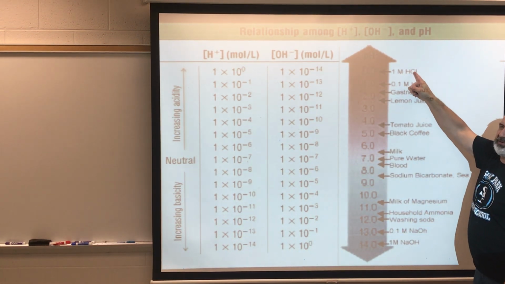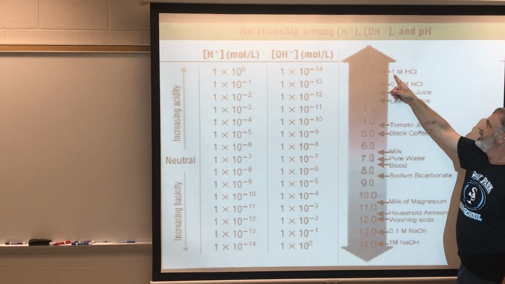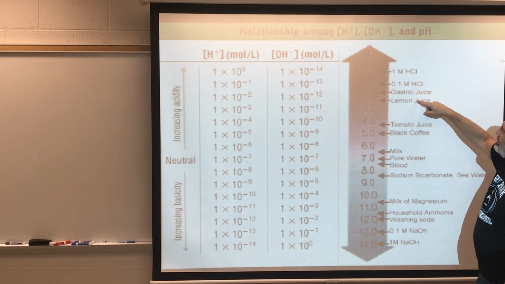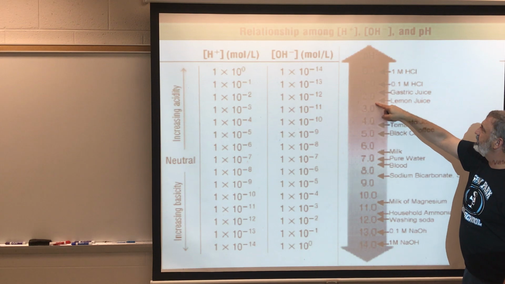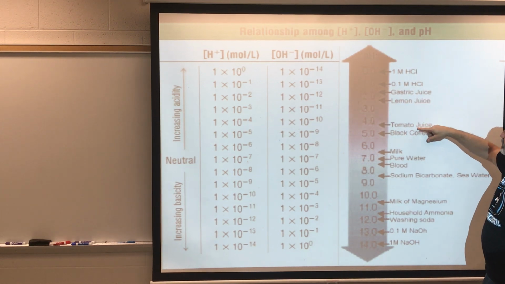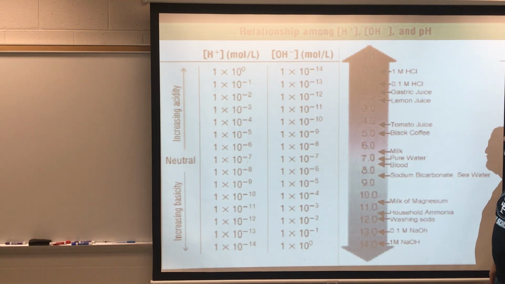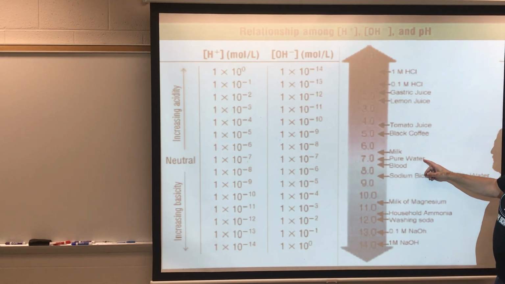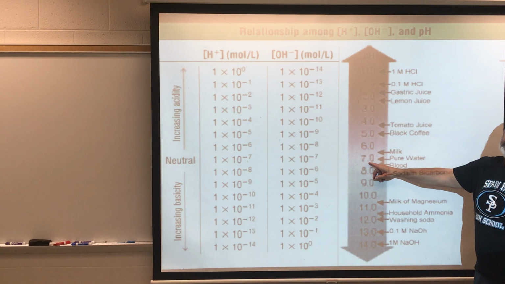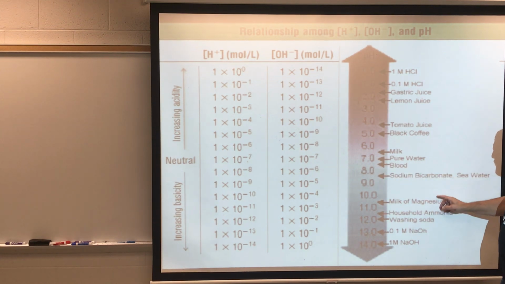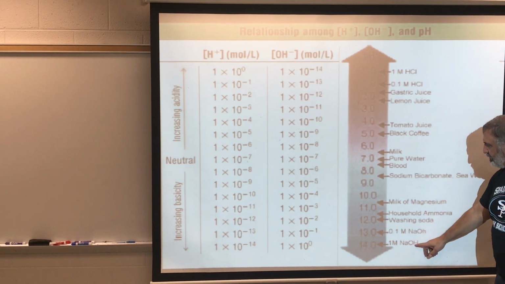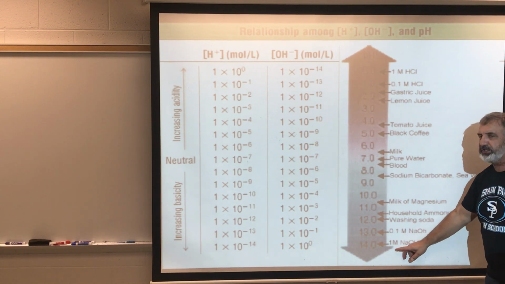which is about your stomach, is a pH of 0. And then lemon juice is somewhere between 2 and 3. Tomato juice is somewhere down in here. Coffee is around 5. Pure water is right at 7. Blood is barely above 7, around 7.2. All the way coming down here to 1 molar NaOH is 14.